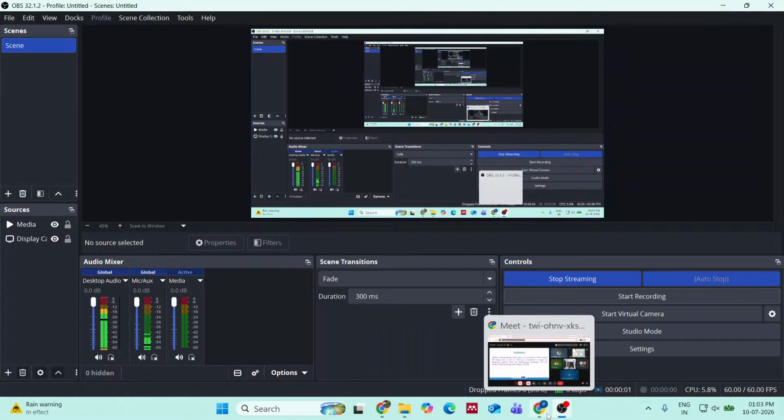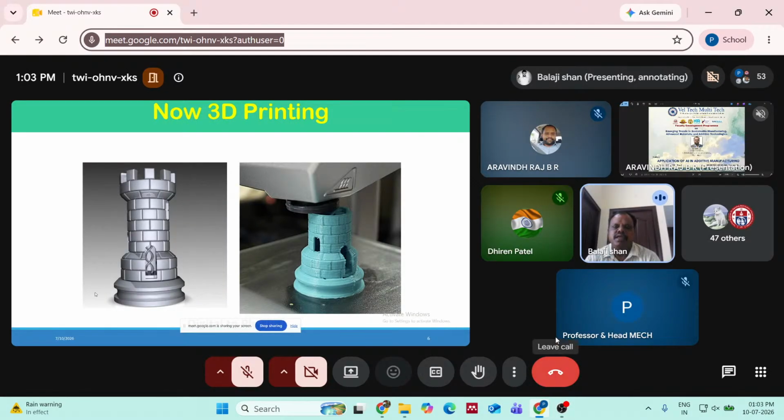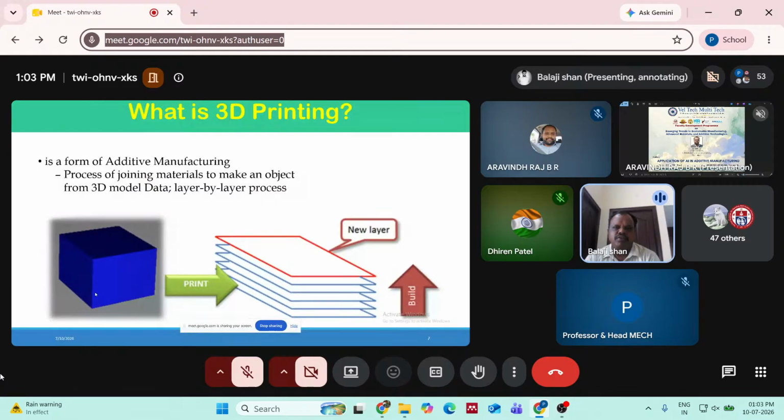Thirty years back, we were creating 3D objects only in virtual mode. Later, they moved into the additive manufacturing process in the computer field. We get a prototype by using a 3D model to make 3D components. So it is a form of additive manufacturing.